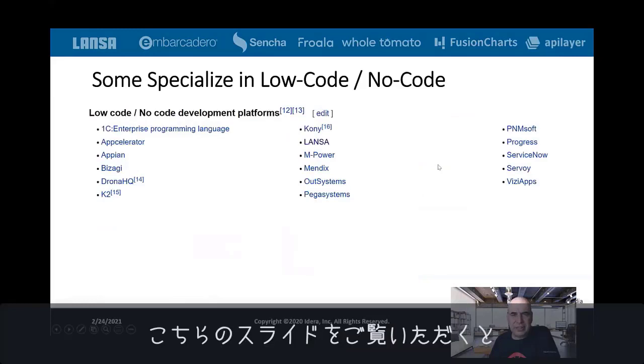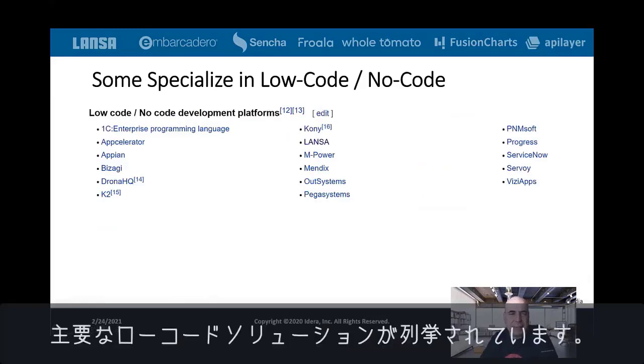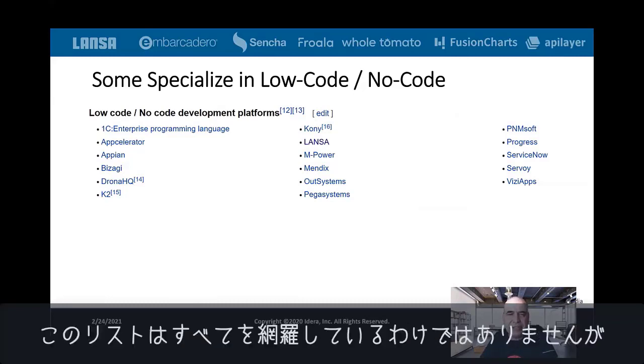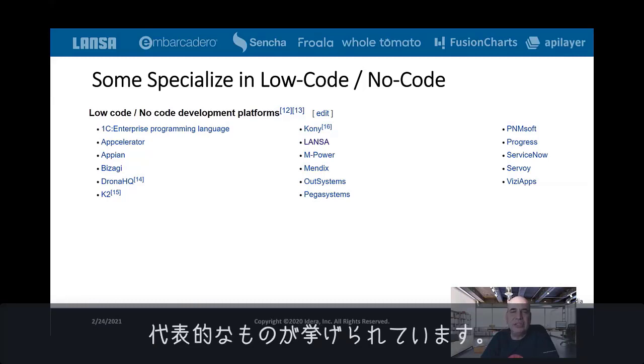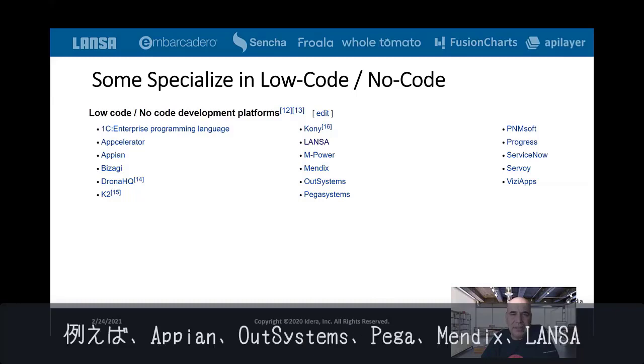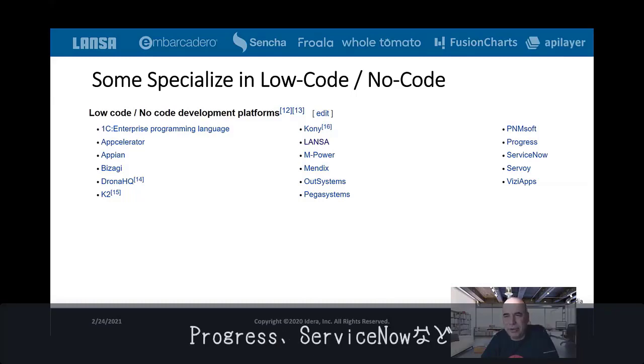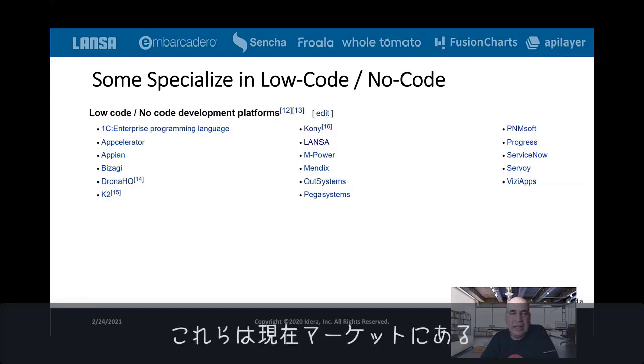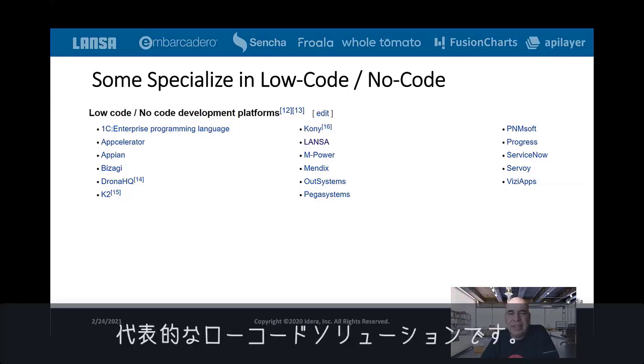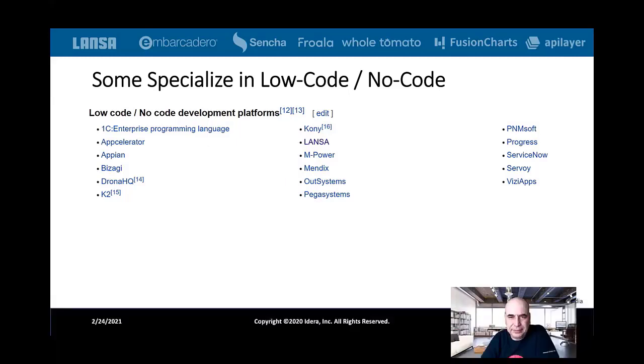So if you look at this slide, I picked up just the low code ones that are popular these days. And again, this list is not inclusive in any way, but it does note some of the better known names. Such as Appian, OutSystems, Pega, Mendix, Lanza, Progress, ServiceNow. These are all today representing some of the most popular low-code solutions that are out in the marketplace.